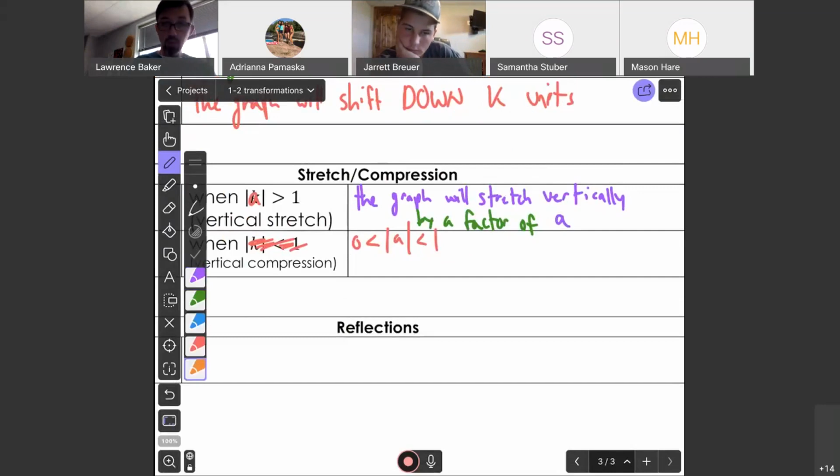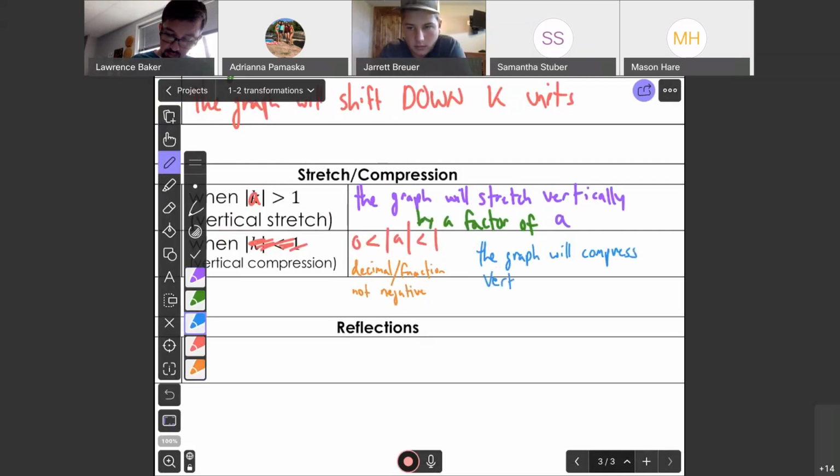If A happens to be between 1 and 0, again, not negative, but some number between 1 and 0, like a small decimal or a small fraction, okay? I know we're about out of time here. We're almost done. So a decimal fraction, not negative, that's usually a pretty big misconception. Negatives don't make you compress, okay? Decimals and fractions do. The graph will compress vertically, again, by a factor of A.